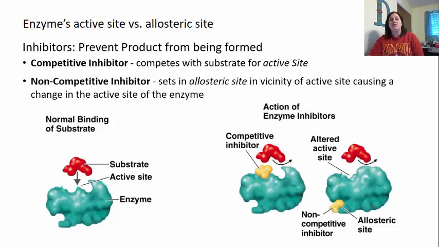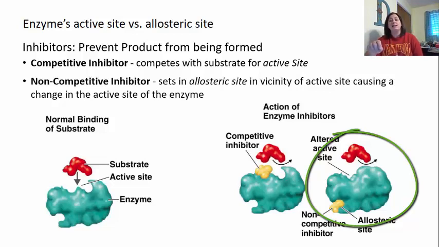On the other hand, there's the non-competitive inhibitor. The non-competitive inhibitor sits in an allosteric site. It's in the vicinity of the active site, but it causes the protein to change shape. When it changes shape, the enzyme can no longer bind to the substrate. So in this example over here, it shows you that this is a non-competitive inhibitor.